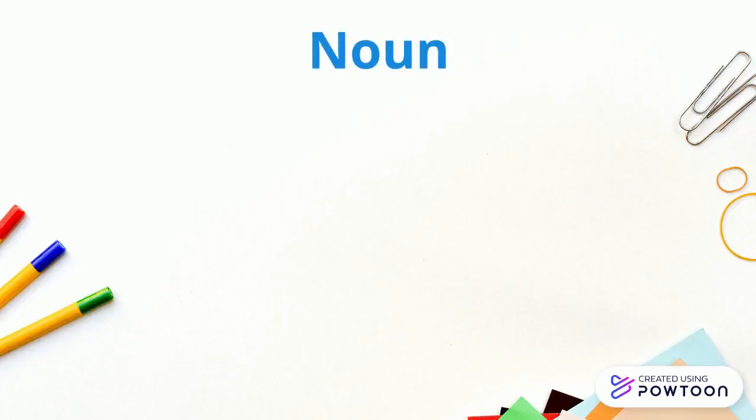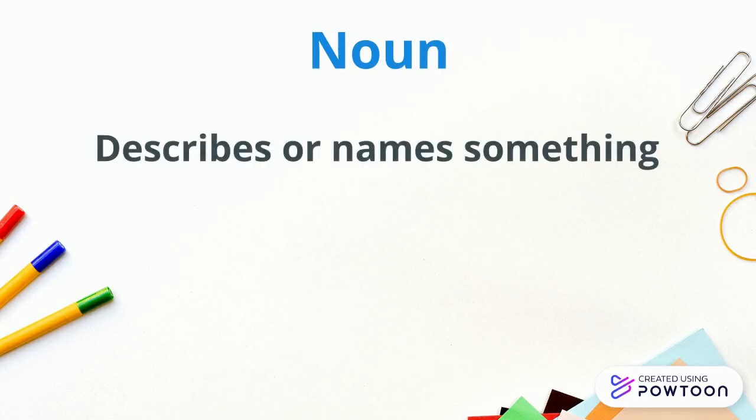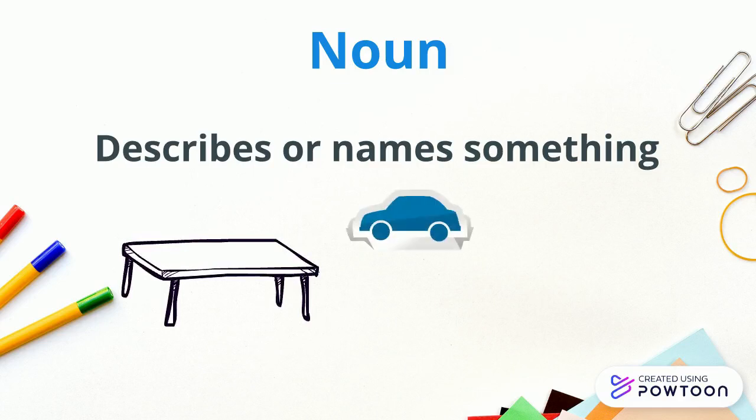A noun is used to describe or name something. Some examples of nouns include table, car, and knowledge. Nouns are the most common parts of speech used in English.